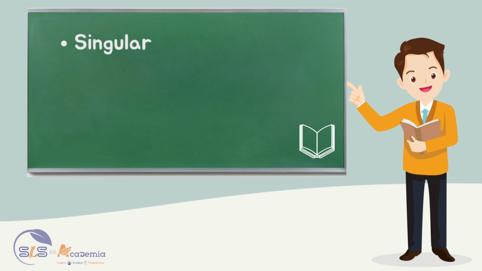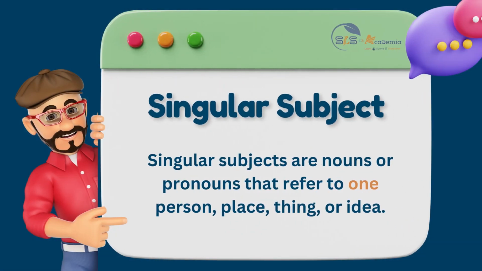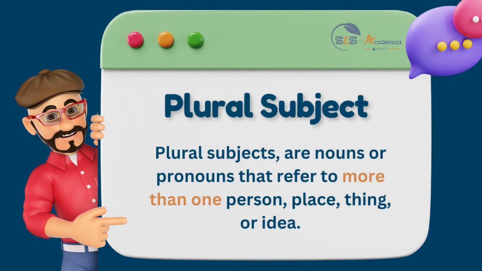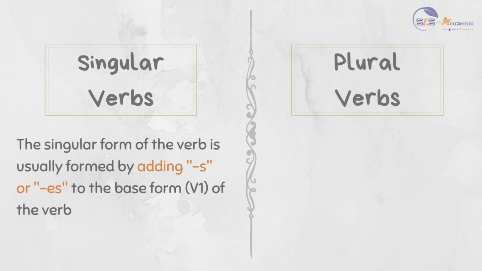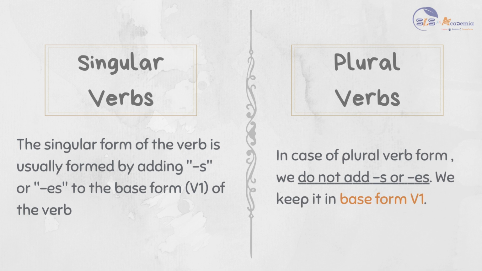First, let us understand what singular subject, plural subject, singular verb, and plural verb are. Singular subjects are nouns or pronouns that refer to one person, place, thing, or idea, whereas plural subjects are nouns or pronouns that refer to more than one person, place, thing, or idea. The singular form of the verb is usually formed by adding s or es to the base form v1 of the verb. And in case of the plural verb form, we do not add s or es. We keep it as the base form v1.